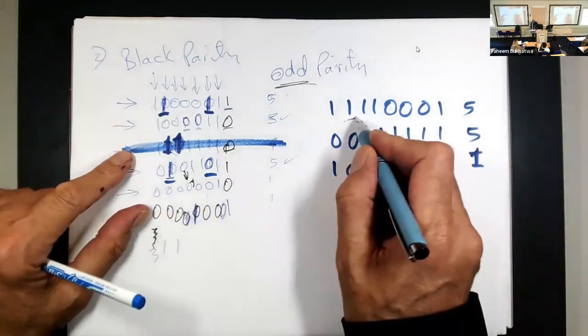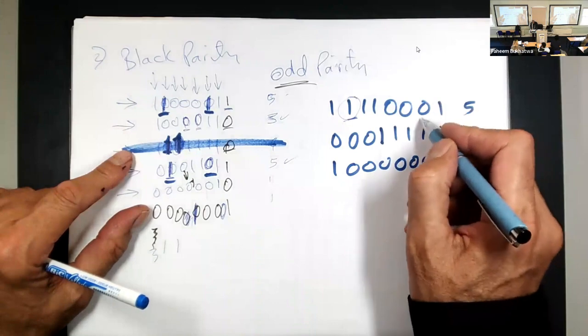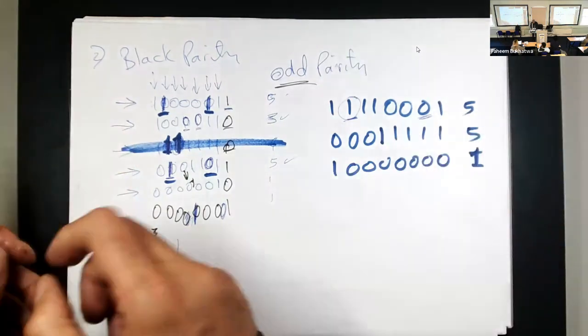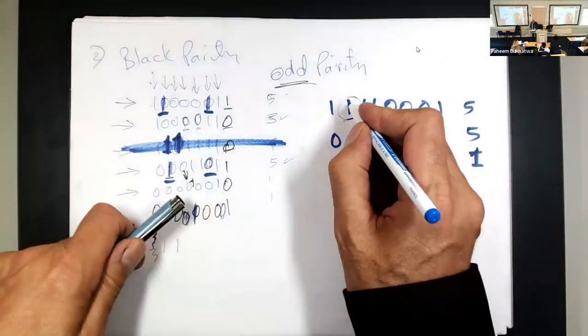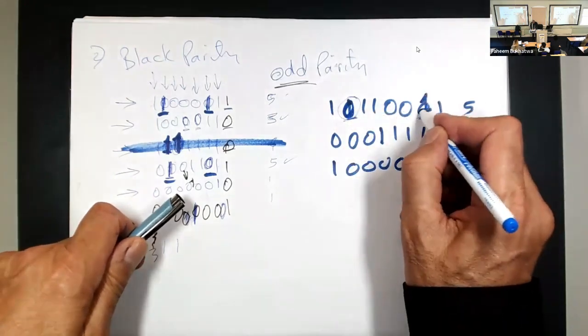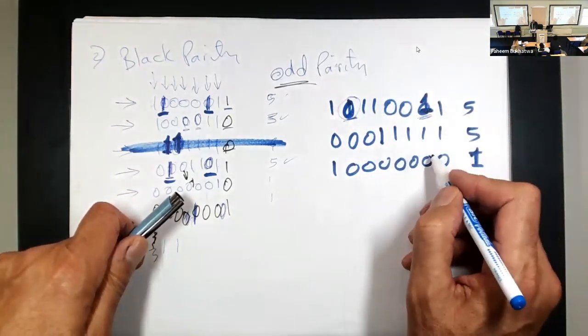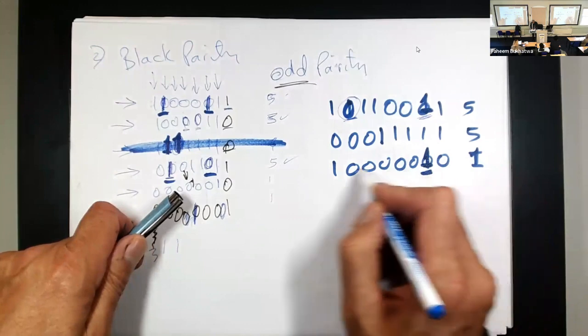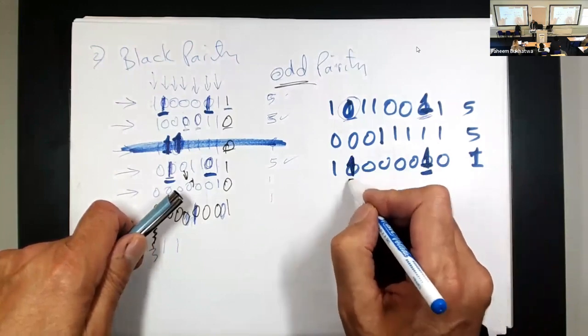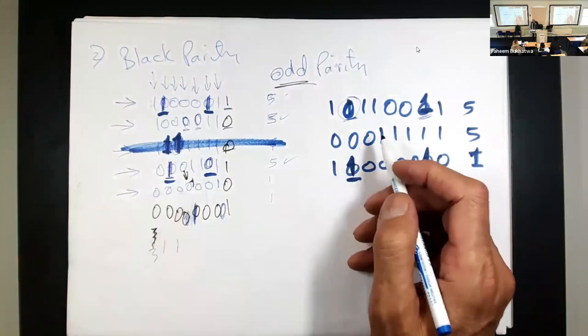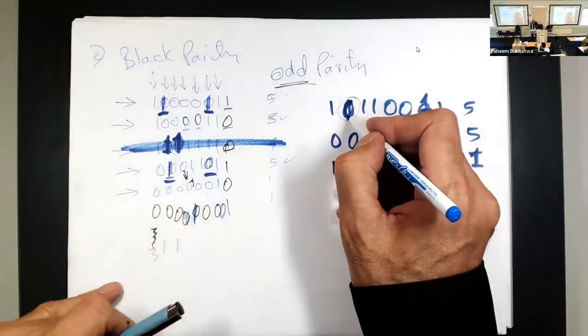I'm going to change this bit and this bit. So that's going to go into 1. This is 0, and this goes into 1. And same with this one. I'll turn this into 1, and I turn this into 1. So we change 4 bits.